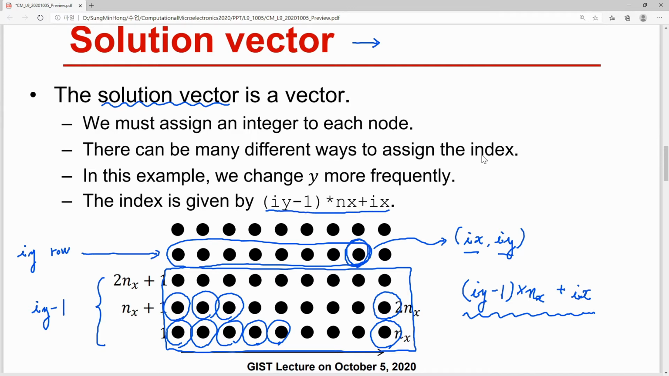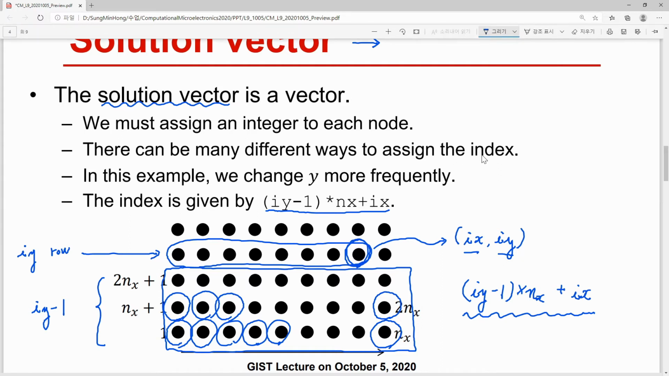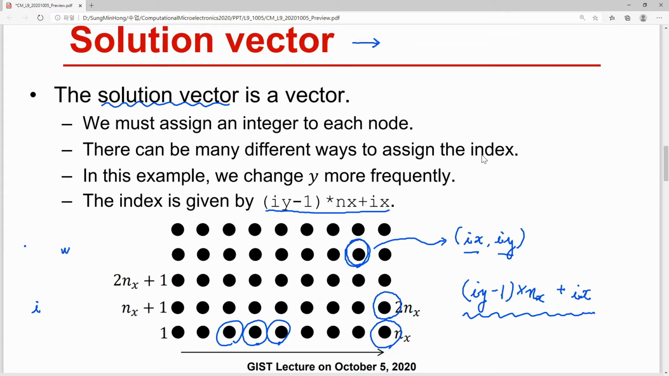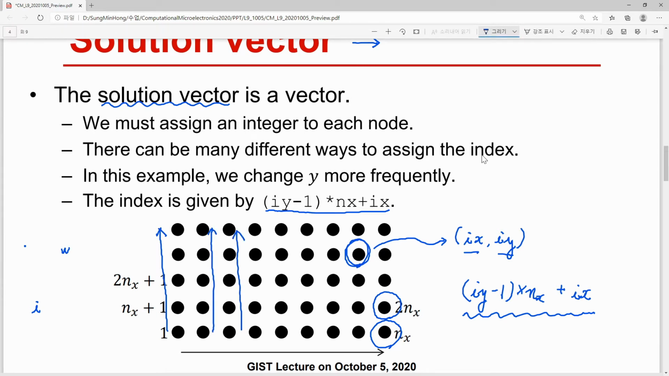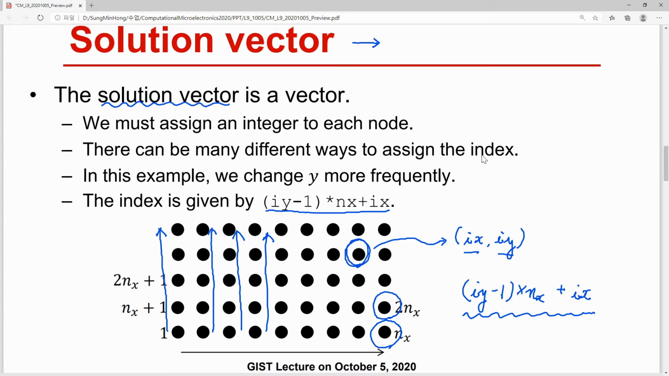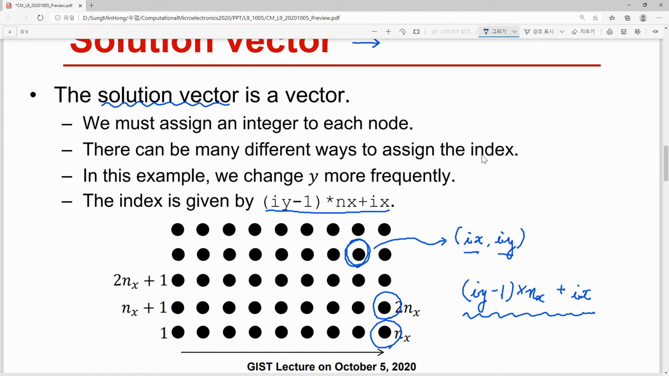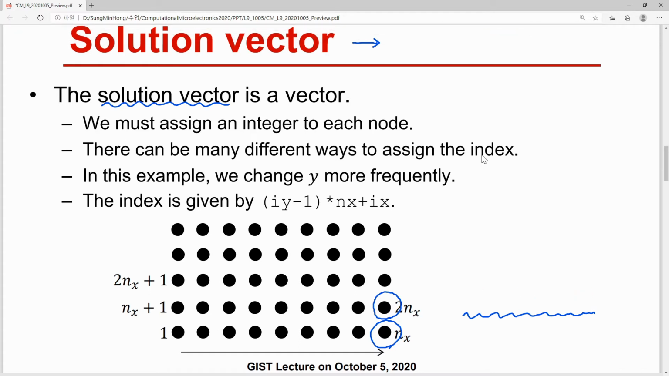This is written here, and of course, if you wanted to do it differently, for example, you can follow the order in this way. If you prefer this way, it is up to you. You can follow any way to assign your unknown variables in a vector, but don't be confused with different ways. If you select one way, then you should apply it throughout your code. Once you do it in a consistent manner, then everything will be quite okay.